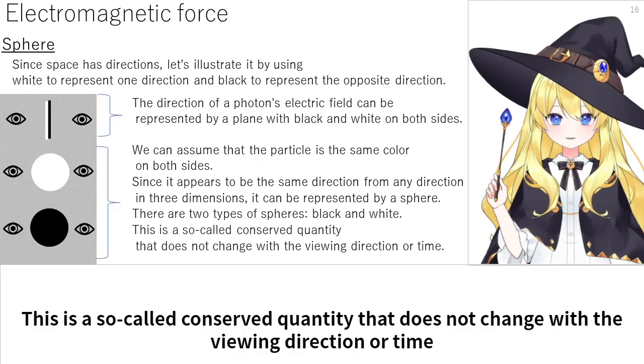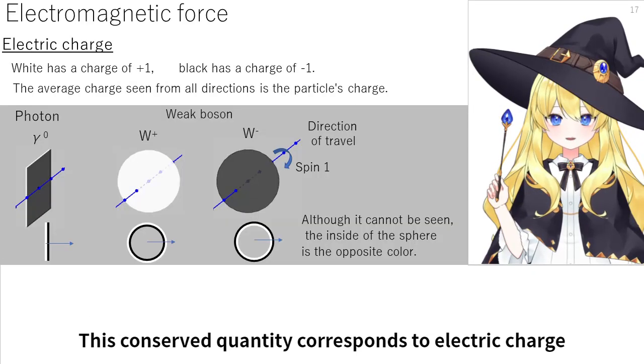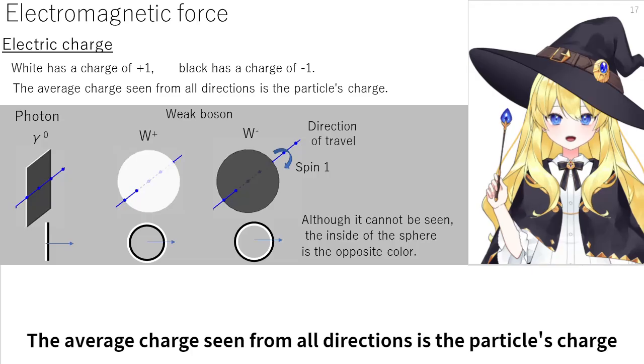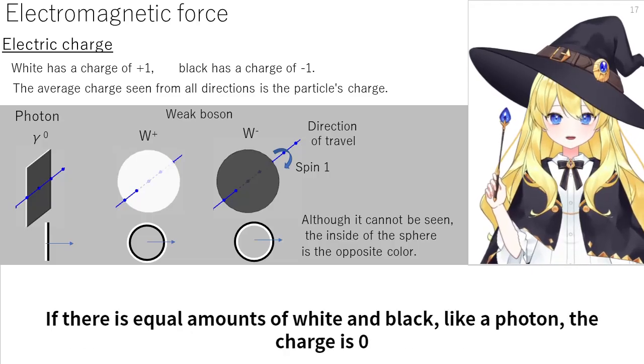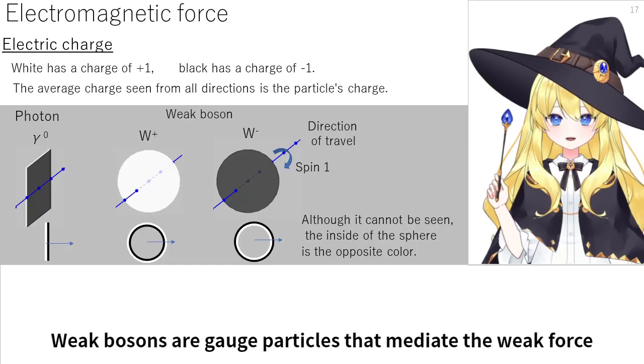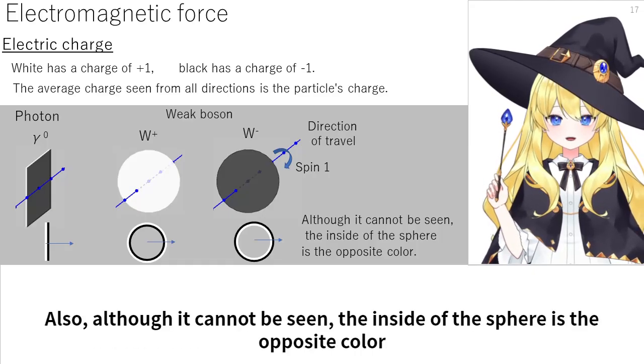This is a so-called conserved quantity that does not change with the viewing direction or time. This conserved quantity corresponds to electric charge. White has a charge of 1, and black has a charge of -1. The average charge seen from all directions is the particle's charge. If there is an equal amount of white and black, like a photon, the charge is 0. A particle with a charge of 1 and spin 1 corresponds to a weak boson. Weak bosons are gauge particles that mediate the weak force. Also, although it cannot be seen, the inside of the sphere is the opposite color.